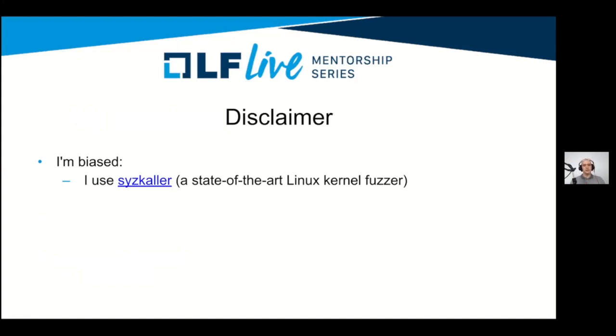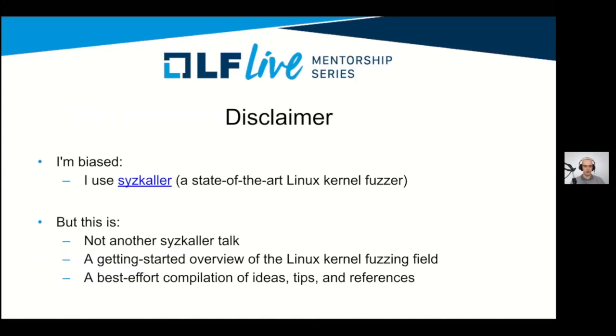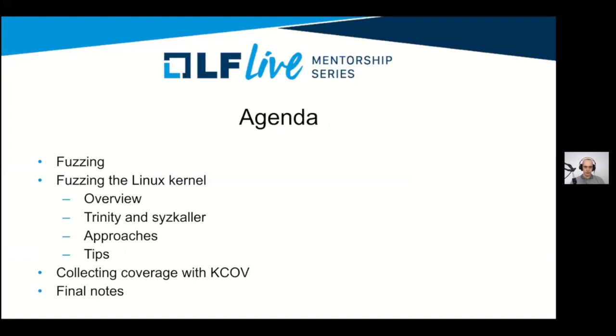For all of this work, I used syzkaller. So I'm a little bit biased. But in this talk, I don't want to focus on syzkaller too much. I want to give an overview of Linux kernel fuzzing approaches in general, and some of my tips and some references. I'm going to give a lot of references to different things that people did when they approached Linux kernel fuzzing.